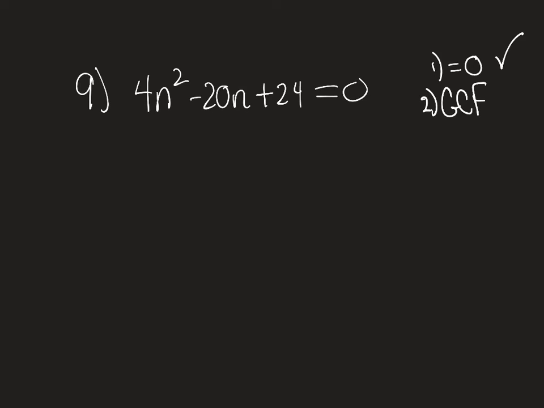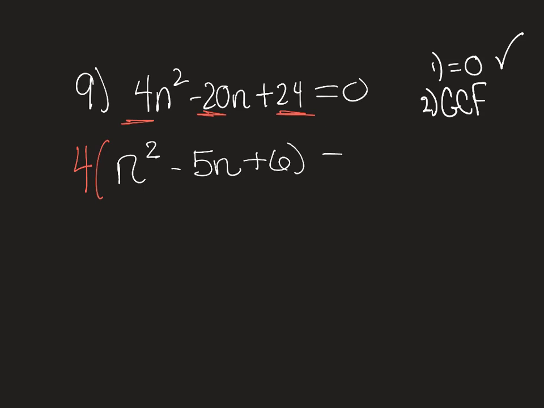Number 2, GCF other than 1. These all have a GCF. A 4 and 20 and 24 all have a 4 in common. So I'm going to do what's called factor out or pull out a 4. I'm going to put a 4 on the front, and then a 4 divided by a 4 makes this become an n squared. A negative 20 divided by 4 makes a negative 5n. And the 24 divided by 4 makes a plus 6.